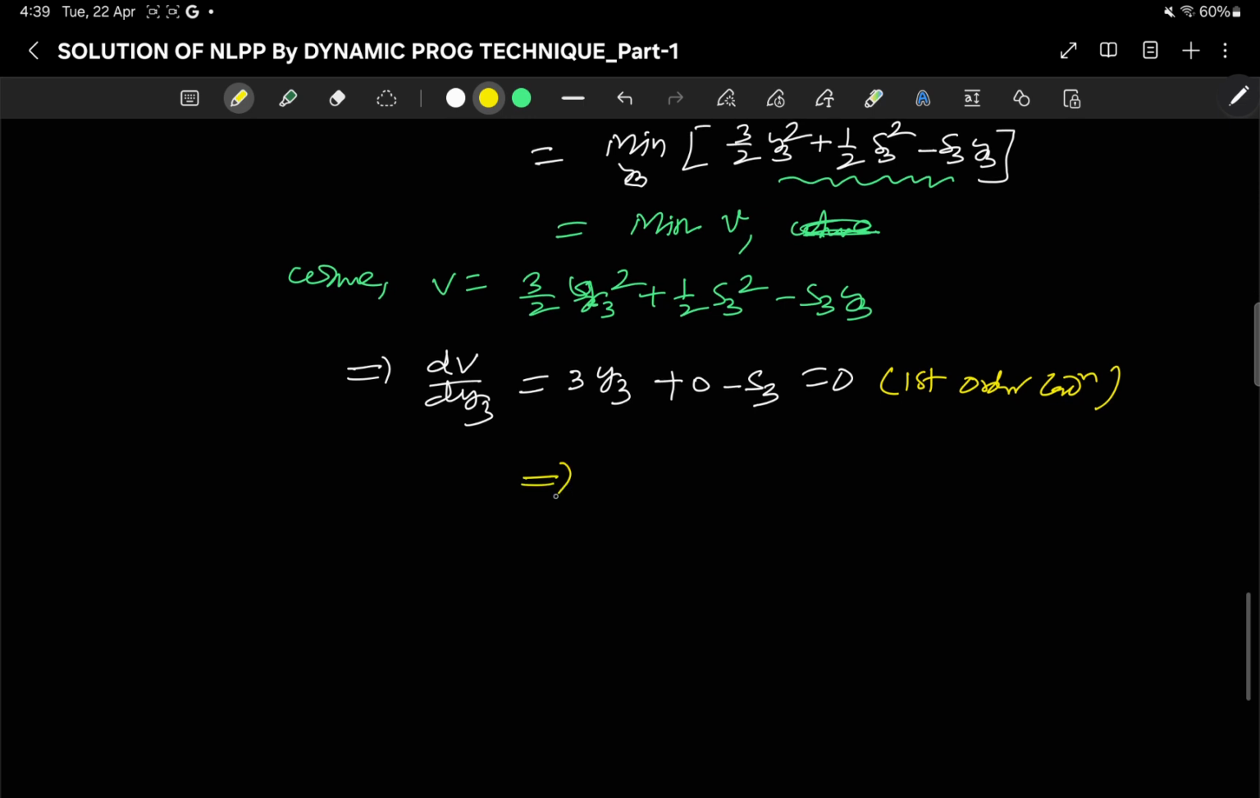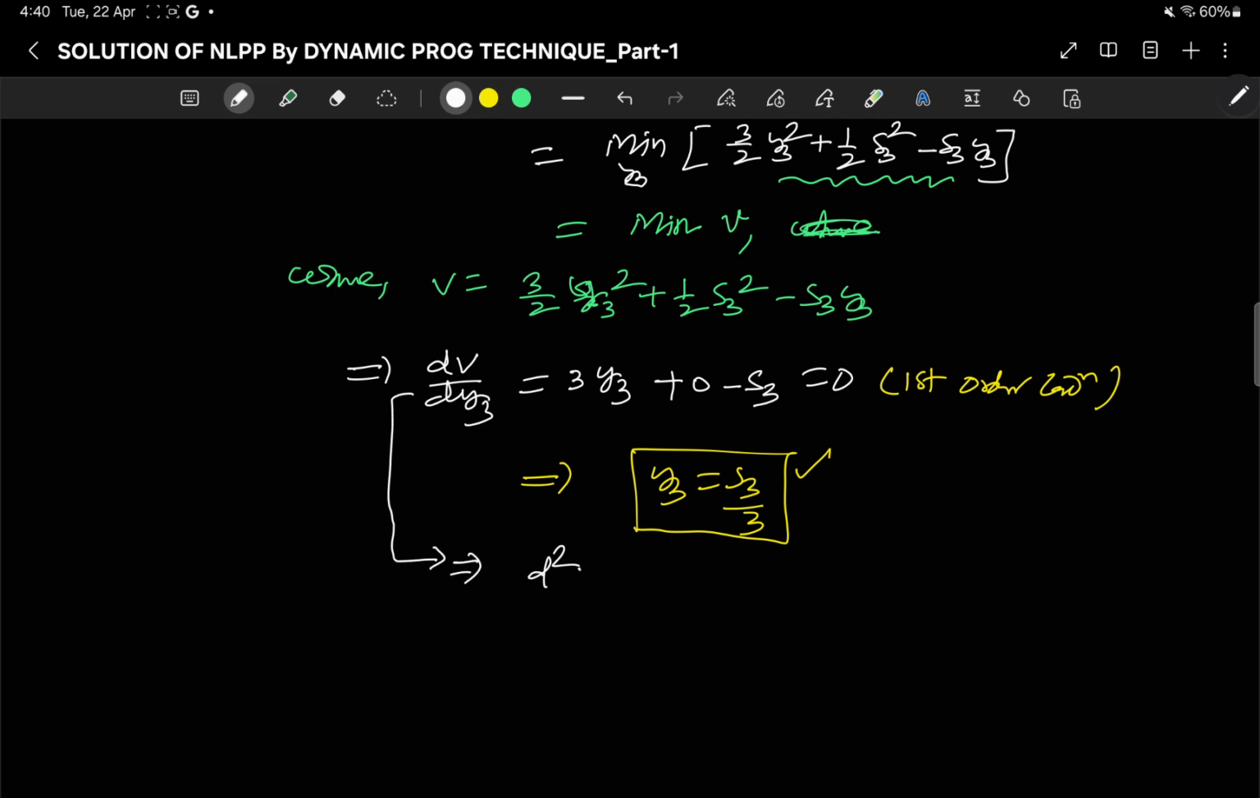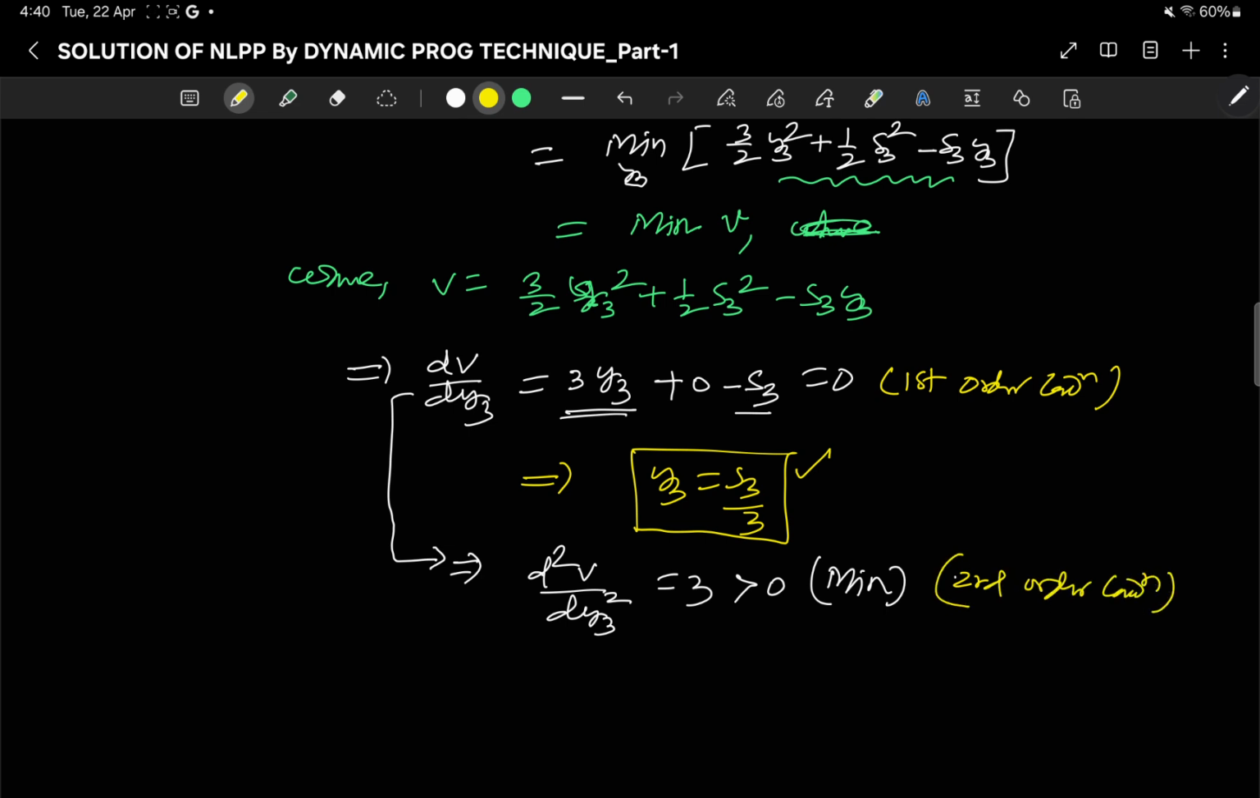So that means what is your y3? y3 is equal to s3 by 3. So the minimum value is attained at s3 by 3. Now to confirm, this implies d square v by dy3 square is equal to 3, which is positive. So it leads to minimization. This minimization is because of the second order condition: if the second derivative is positive, then it is minimization.